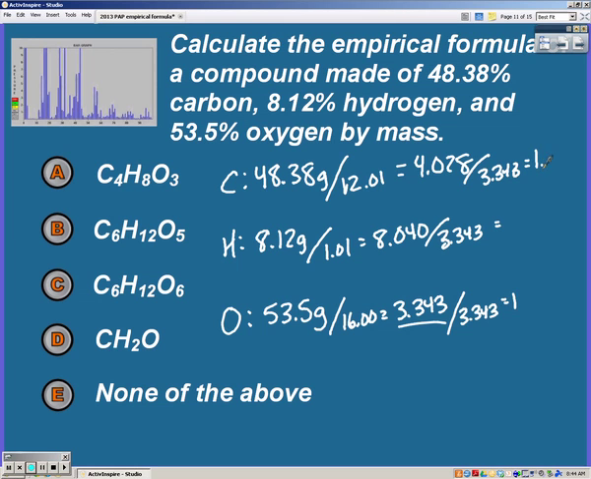So 1.2, or 0.2 is 1/5. So that tells me I need to multiply by 5. If you didn't realize that 0.2 is 1/5, then you could have been plugging in the calculator 1.2 times 2, 1.2 times 3, 1.2 times 4, 1.2 times 5 until you finally got a whole number. But it's quicker if you knew that 0.2 was 1/5. And so again, our answer is B, C6, H12, O5.